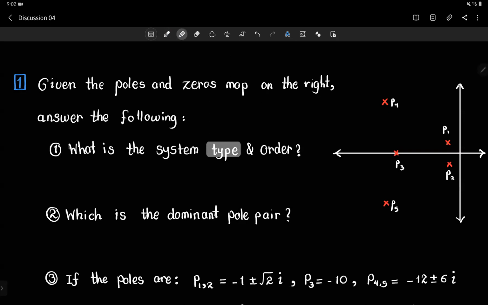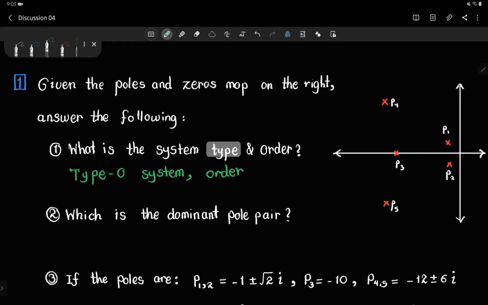Can anyone tell me what is the system type of this system, given the poles on this diagram? Any ideas? Okay, yes, it's a type 0 system. That's right. And what is the system order? What's the order of the system? Correct. Yes, it's order 5 because we have 5 poles.